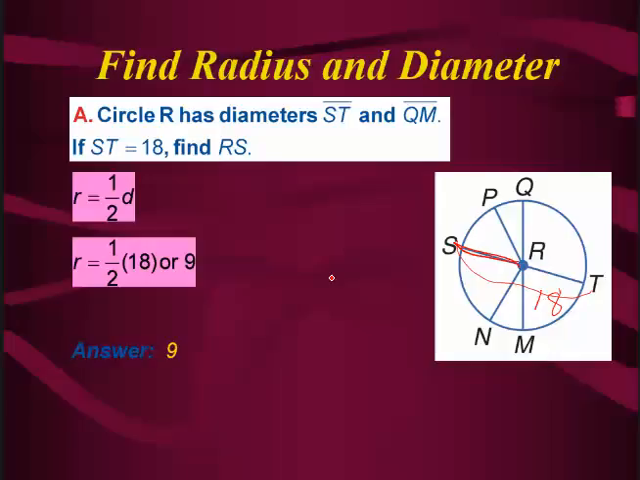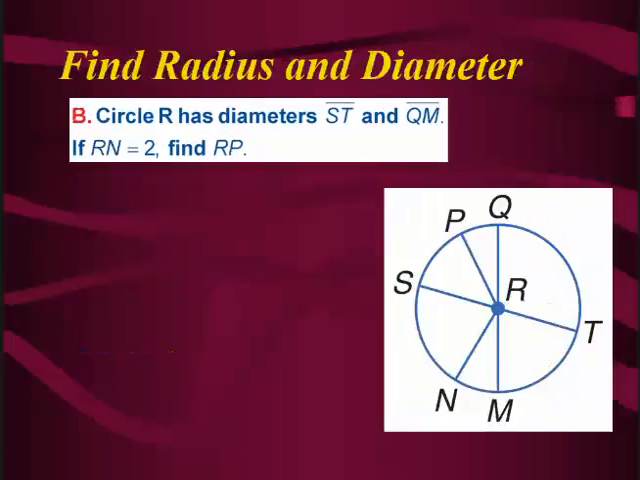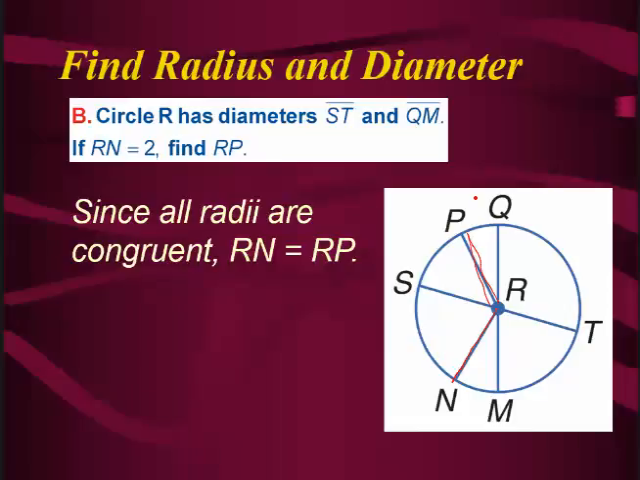So again, think about the relationships. Don't just jump into these problems and write down the first thing that pops into your head. Think about what you're saying and what the relationships are. It's the relationships you need to learn. You've got to memorize them if you don't already know them. Okay, RN. So what is RN? Well, it goes from the center to the edge. So that would be a radius. What is RP? Well, it also goes from the center to the edge, so it's going to be a radius. They're going to equal each other because all radii are congruent in the same circle. It's the same distance. Remember, that's the definition of the circle. And so it has to be 2 as well.